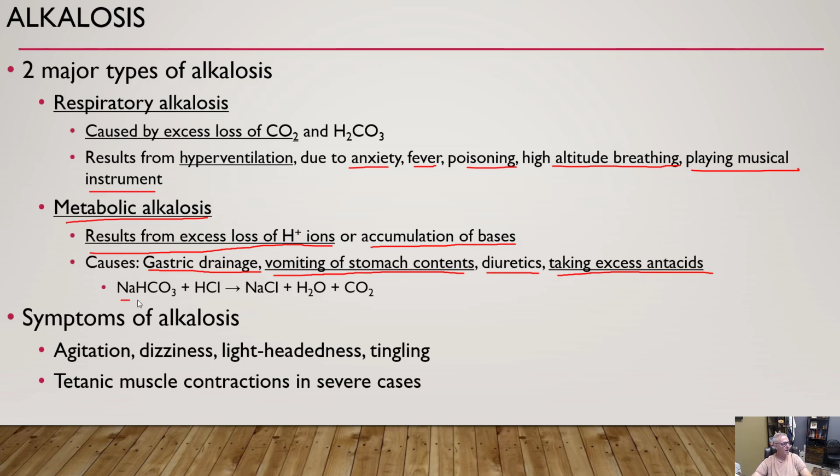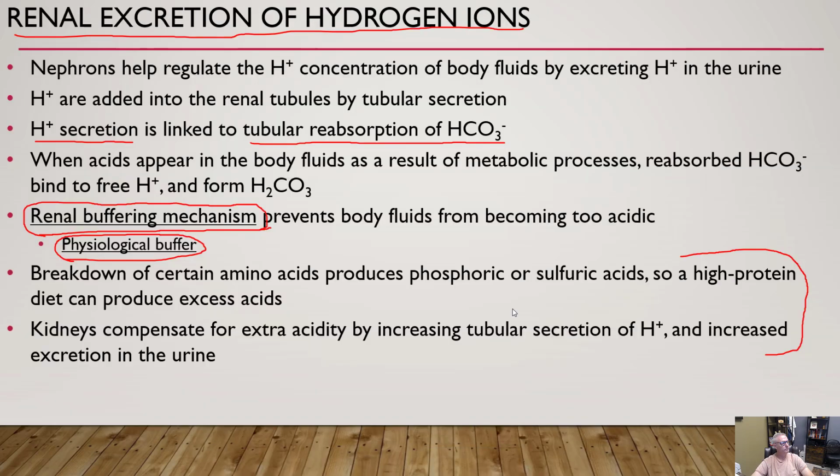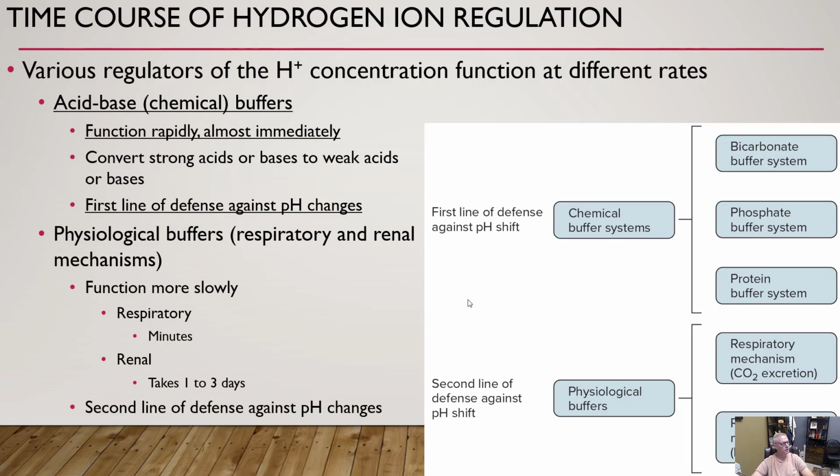And this is kind of what happens. This is the chemical equation of what you'll see when you take too many antacids. Some of the signs and symptoms of metabolic alkalosis, or just alkalosis in general: agitation, dizziness, lightheadedness, tingling. So with antacids, you're going to remember our bicarb equation that we learned in the respiratory system and here as well.